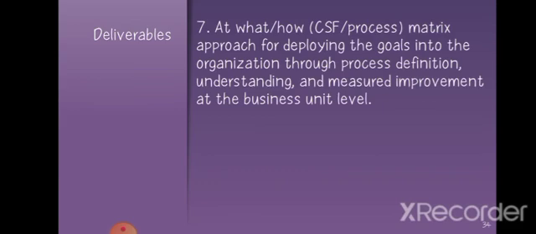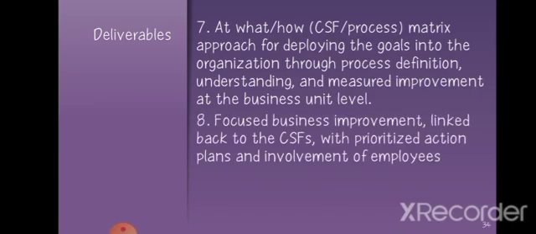And number 7, a what or how CSF or process matrix approach for deploying the goals into an organization through process definition, understanding, and measured improvement at the business unit level. And number 8, focused business improvement linked back to the CSFs with prioritized action plans and involvement of employees. So that is what you should achieve during one planning cycle.